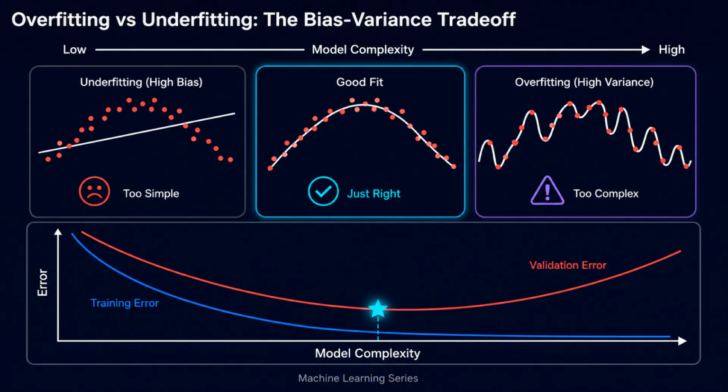The bias-variance trade-off formalizes this. Total error equals bias squared plus variance plus irreducible error. Our goal is to find the sweet spot between model complexity and generalization, minimizing total error by balancing bias and variance.